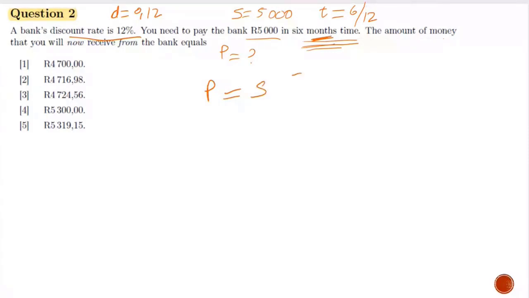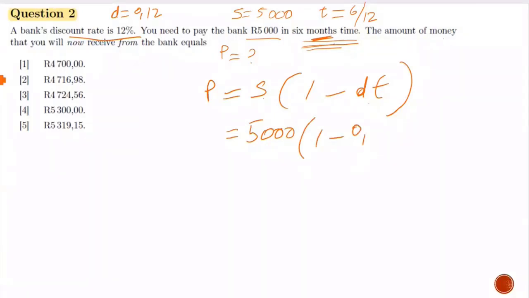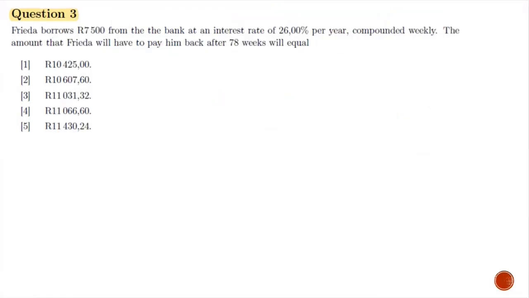Your formula for a simple discount is 1 minus dt. You are looking for P, your S is 5,000 into 1 minus your discount rate, which is given to you. It's 0,12. Your time, this was what is critical about this question. It is 6/12. I'm just highlighting things that are critical in the question. The rest, you can just do the mathematics and get the answer. Okay. Let's look at this one.